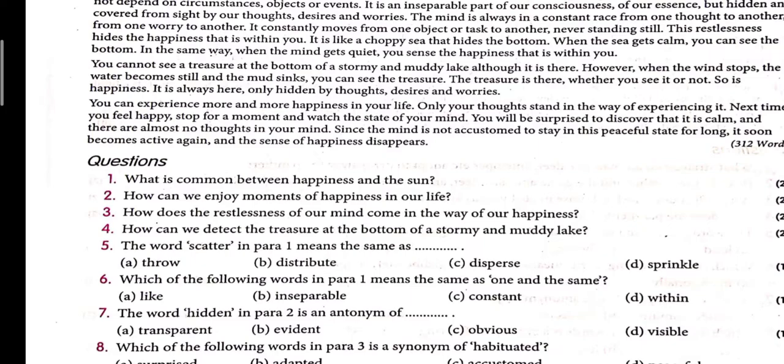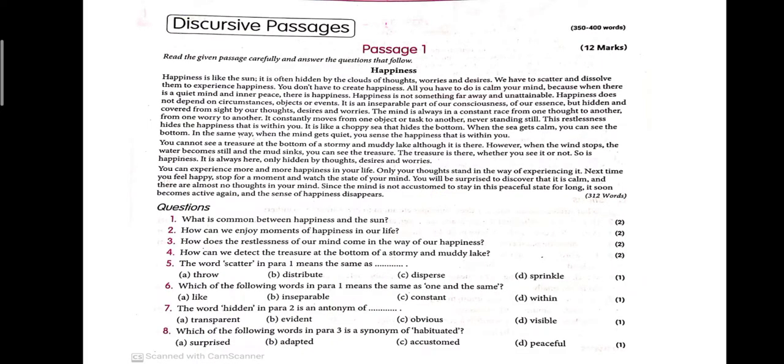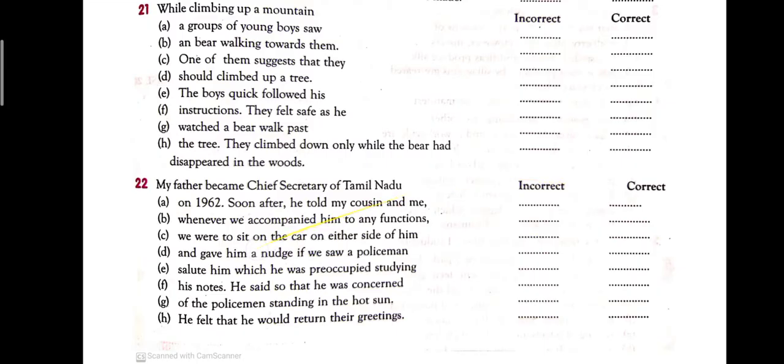So make sure that you are choosing the right word. And which of the following words in para 1 means the same as one and the same? So find the words and antonyms, go through the options and just check there. Okay, so these are the steps you have to follow while attending the discursive passage.